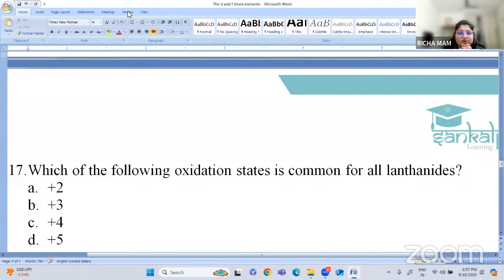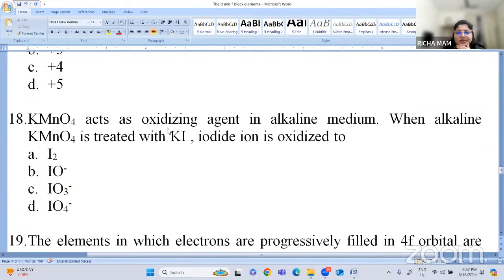Yes, very good. It is +3. Sanjota, Srivaruni, very good. So it is +3, remember that. The common oxidation state shown by all the lanthanoids is the +3 oxidation state. So option number B is the answer.